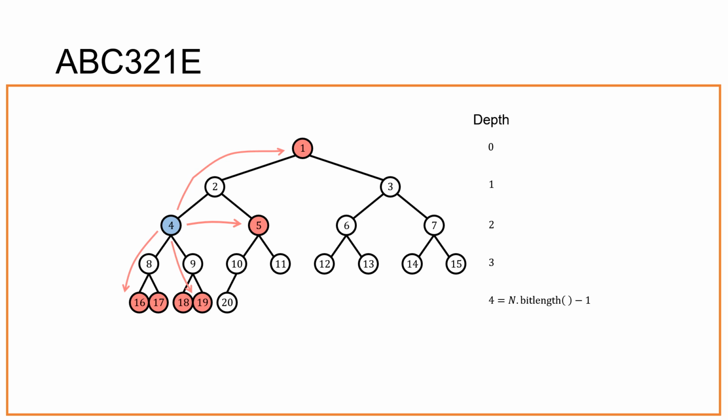First, we define depth for convenience. We define vertex 1 as the root of the tree, and the depth of the tree is aligned like this. Here, we have a tip to calculate the depth of an arbitrary vertex. For vertex N, the depth is the length of N in base 2 minus 1. So it is easy to calculate.